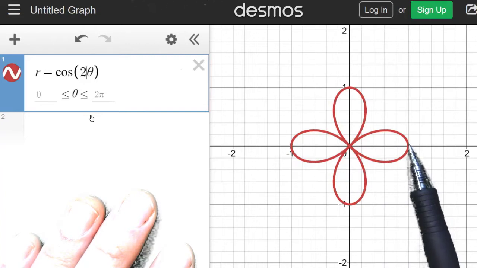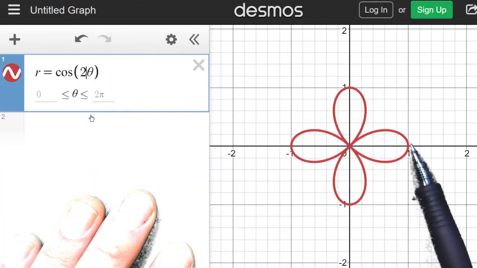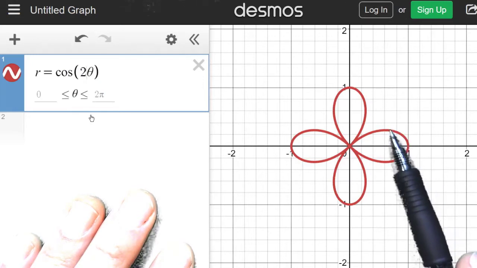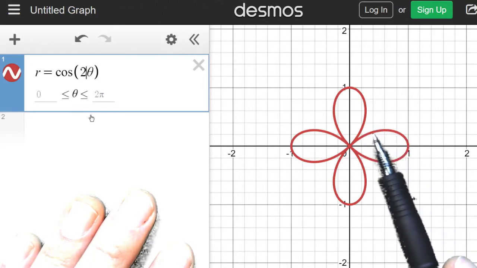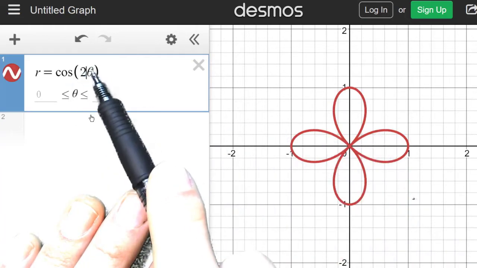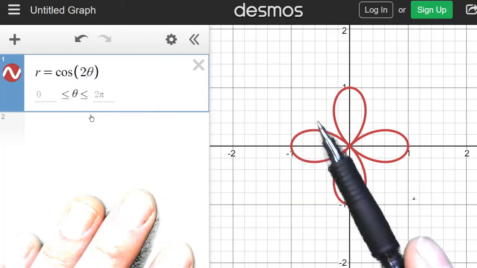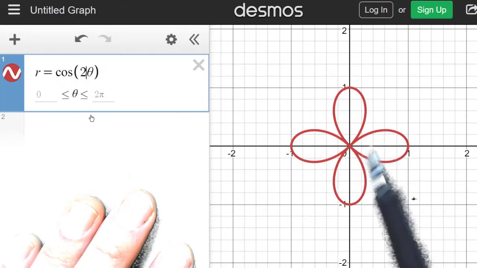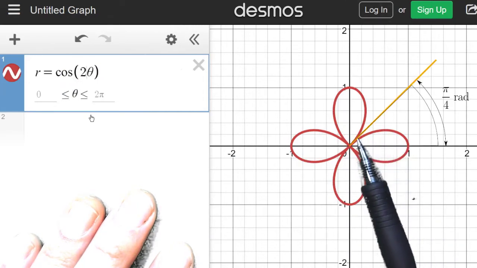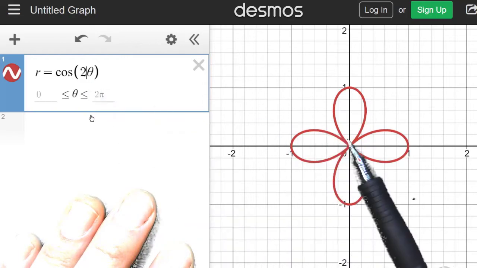Now, as theta increases, we're going to be moving up this curve. But as theta increases, cosine gets smaller, so the radius is decreasing. So that's why this petal is coming in towards the origin. And by the time we get to theta equals pi over 4, then 2 theta is pi over 2, at which cosine becomes 0. And that is why when we get to about angle pi over 4 here, we come into the origin. Now when theta moves past pi over 4, cosine 2 theta becomes negative.